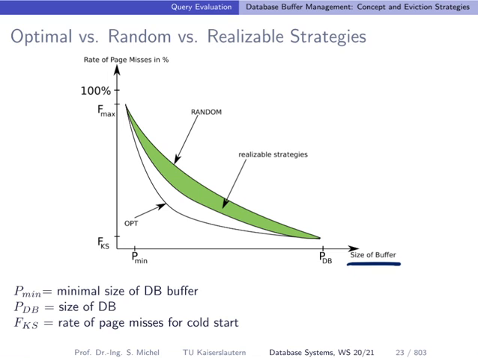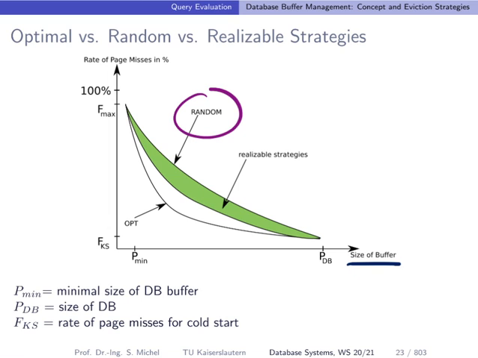So what do we see here? First of all, we see our random strategy from before. And as already said, this won't work very well. And you see this is in terms of the page miss rate also not very good. So it's quite large, the page miss rate.